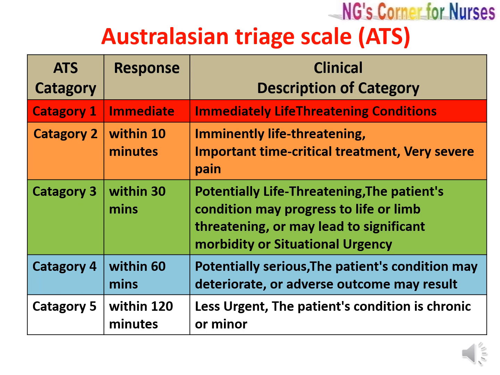In category 3, the color code is green, response time within 30 minutes, potentially life-threatening. The patient's condition may progress to life or limb-threatening or may lead to significant morbidity or situational urgency. These things come under category 3. In category 4, the color code is blue or sky, within 60 minutes response time, and potentially serious. The patient's condition may deteriorate or adverse outcome may result. These conditions come under category 4.